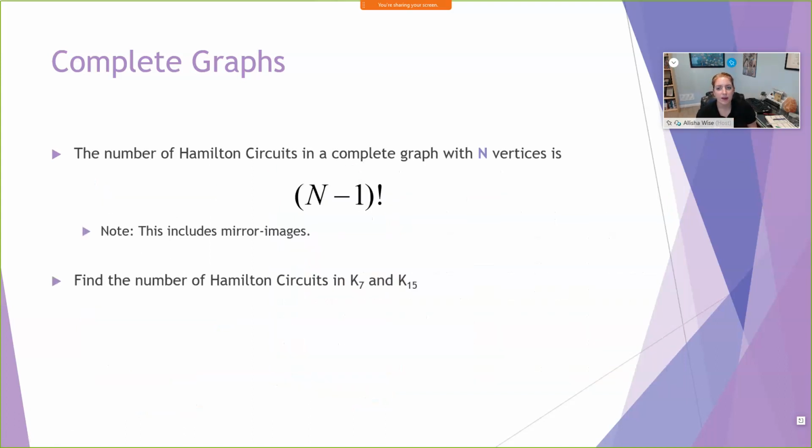Now, the number of Hamilton circuits in a complete graph with n vertices is going to be found using the following formula. N minus 1 factorial. As a reminder, that exclamation point is that countdown, right? 5 times 4 times 3 times 2 times 1. We used that way back in week 2.